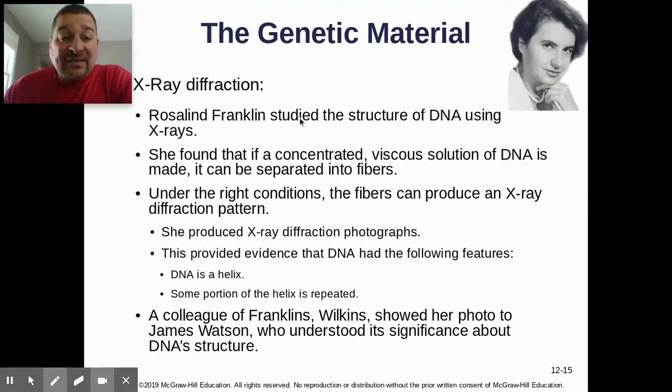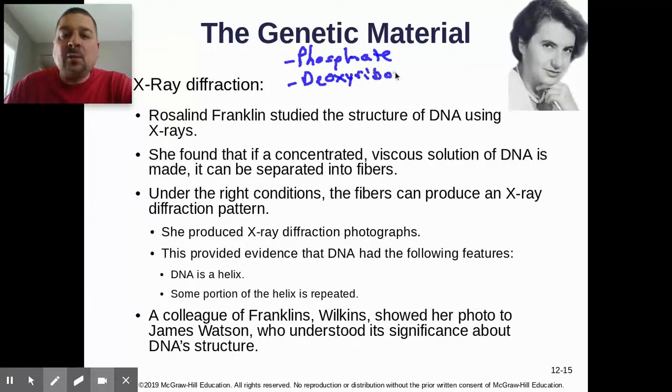There was this race again to figure out what all that meant. Base pairing. Okay. They figured out there had to be strands. And they knew that there were phosphate groups involved, and deoxyribose sugars involved, and then you had your four nitrogenous bases. And they're trying to figure out how all these things are put together.